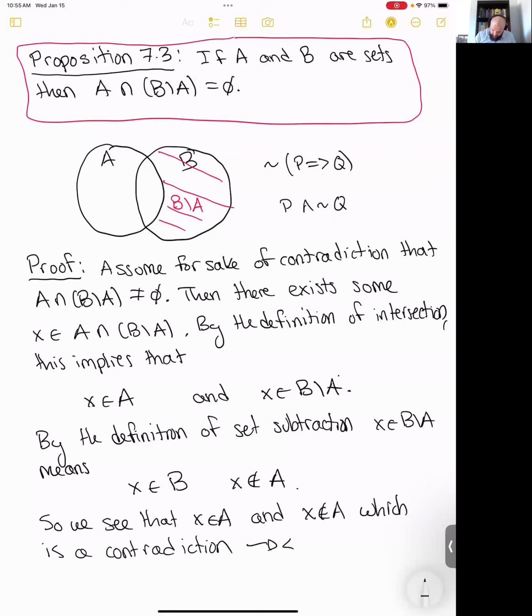Oftentimes, if we want to do this informally, we'll write this symbol after the contradiction. And so hence we have found that (A intersect (B set minus A)) must be equal to the empty set. Okay, good. So that's our second example of a proof by contradiction, and we'll see several more, but I hope that you're starting to get the idea. And now we just need to start ramping up the difficulty of the proof to try to start seeing more and more sophisticated versions of proofs by contradiction.